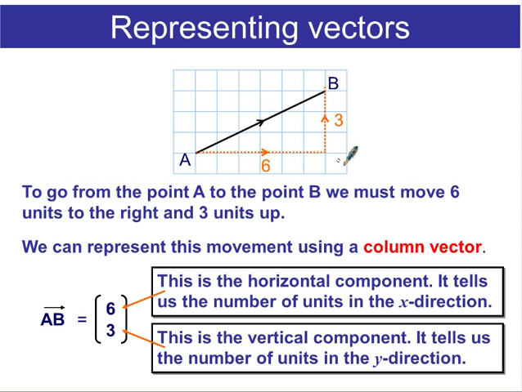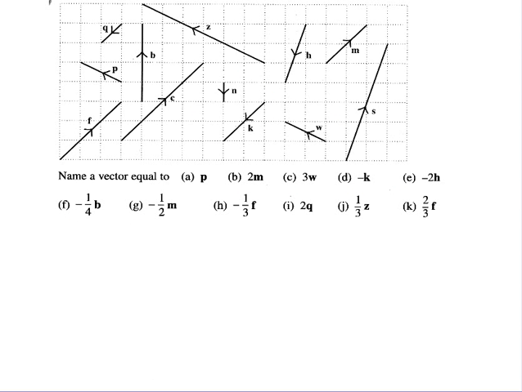So if you're moving right, it will be a positive number. If you're moving to the left, it will be a negative number. And the second number will always be responsible for the movement up or down. So if you're moving up, in our case 3 units up, it's going to be a positive number, and if you're moving down, it will be a negative number. That's it. So let's now talk about our question 3.